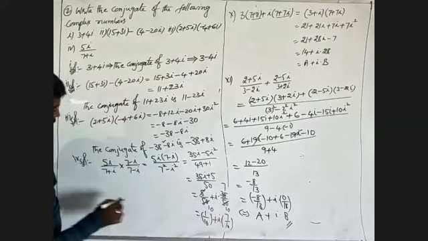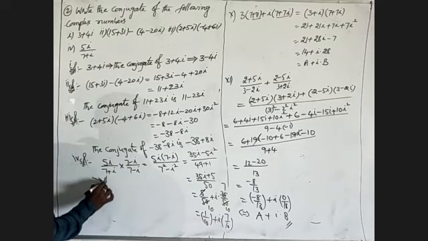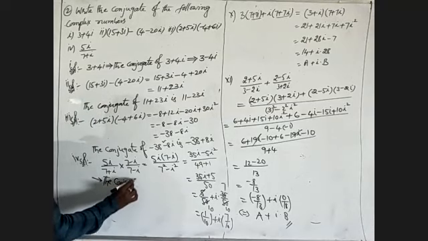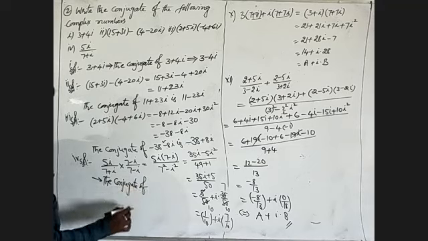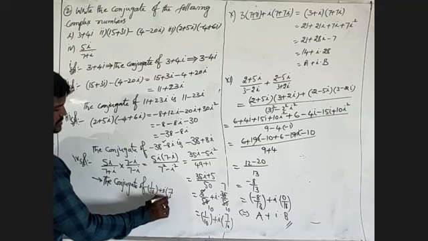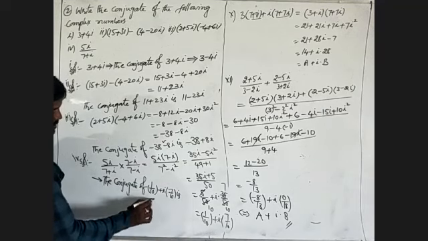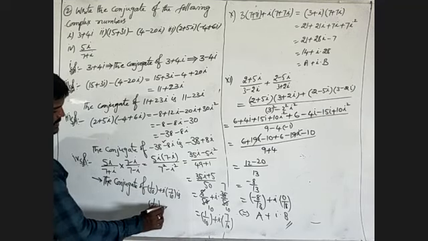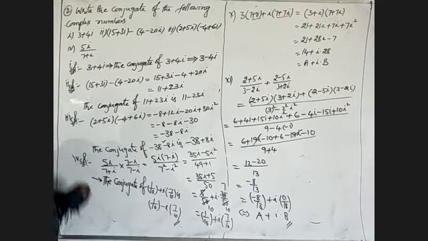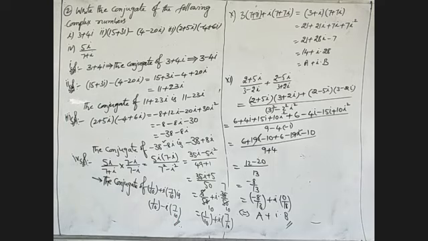We have to write the conjugate. That means the conjugate of 1 by 10 plus i into 7 by 10 is 1 by 10 minus i into 7 by 10. This is the conjugate of the given complex numbers.